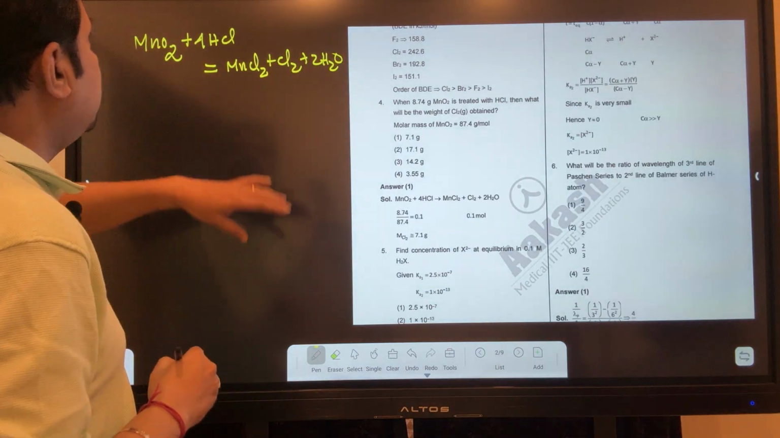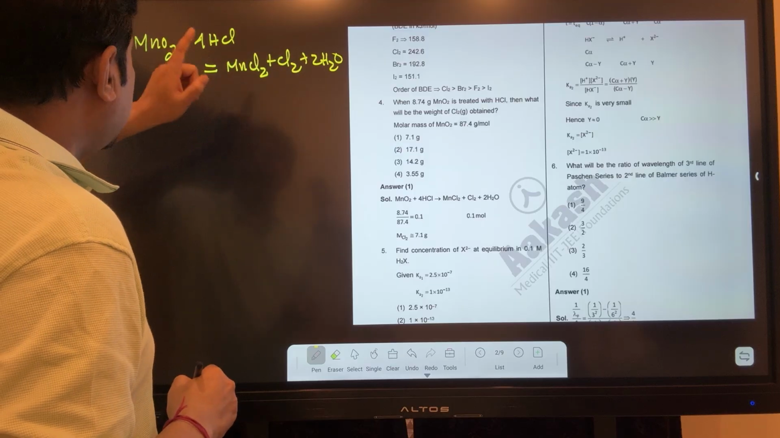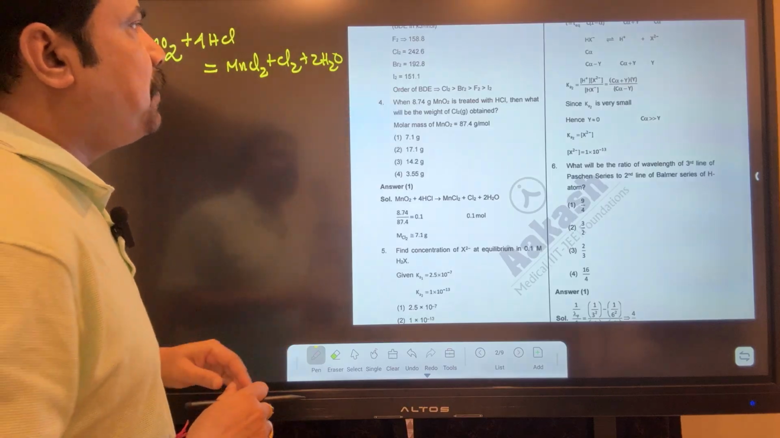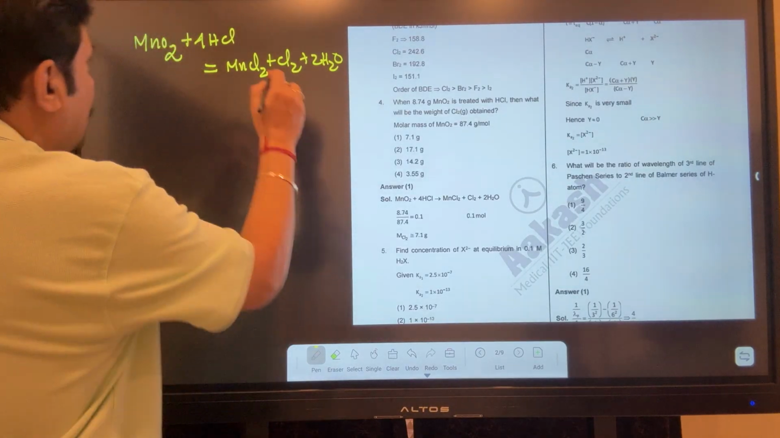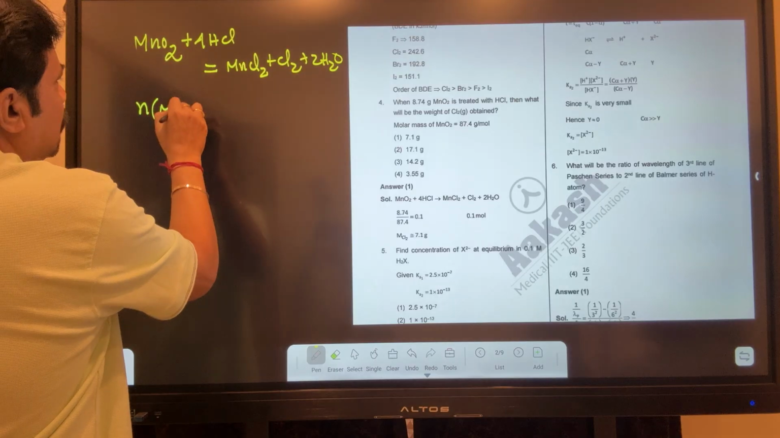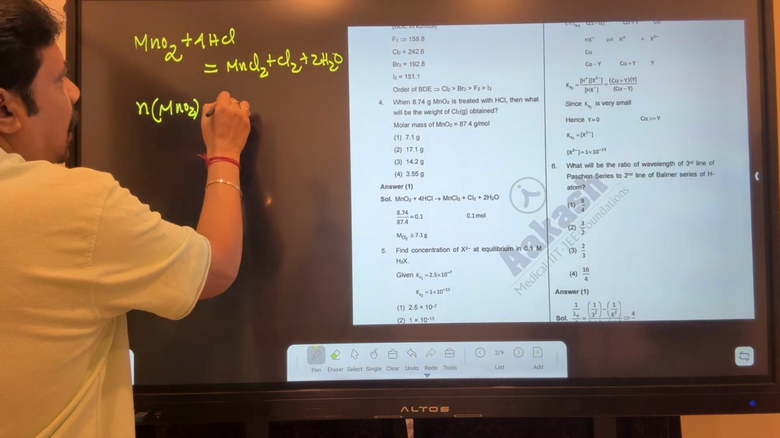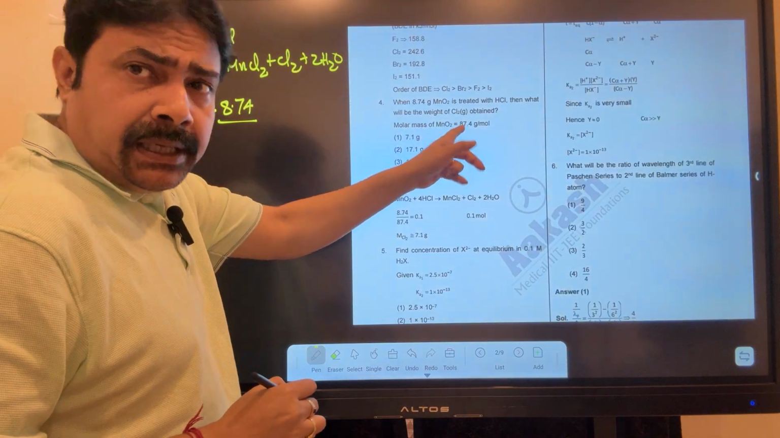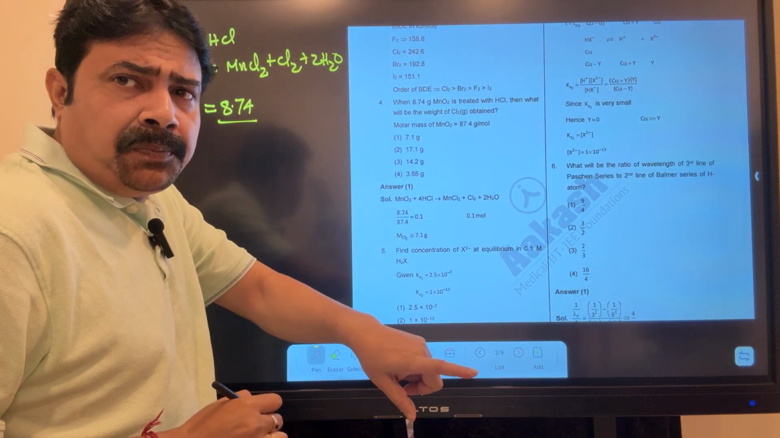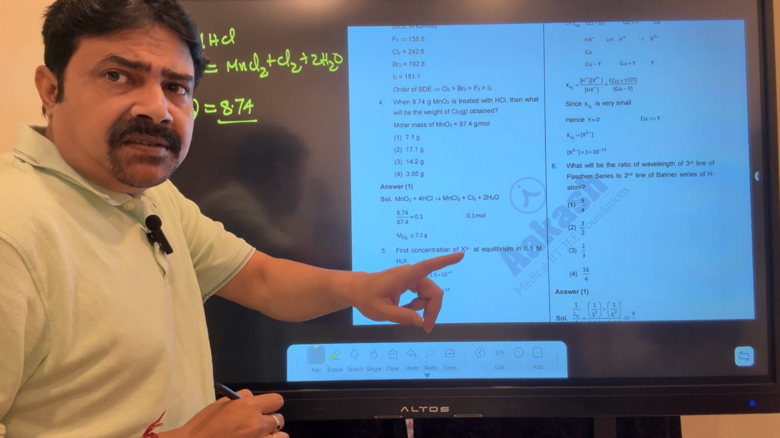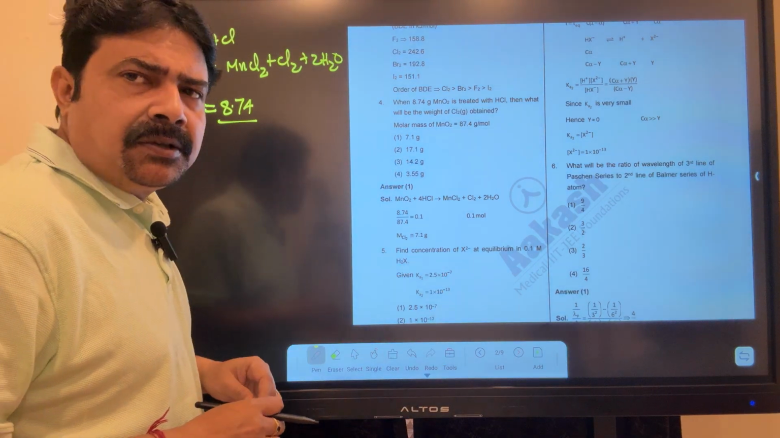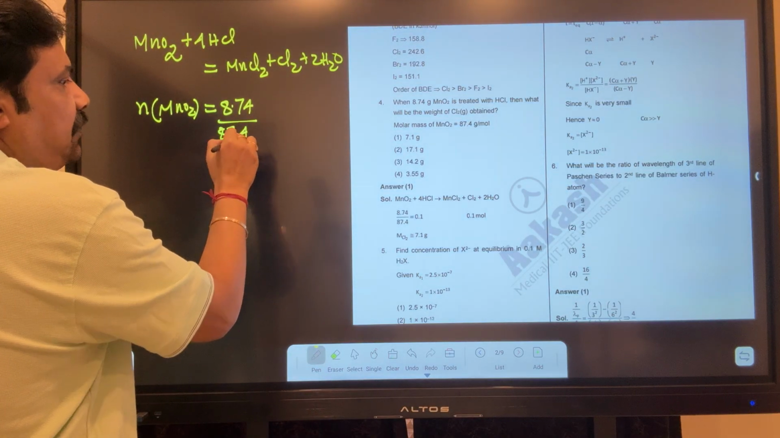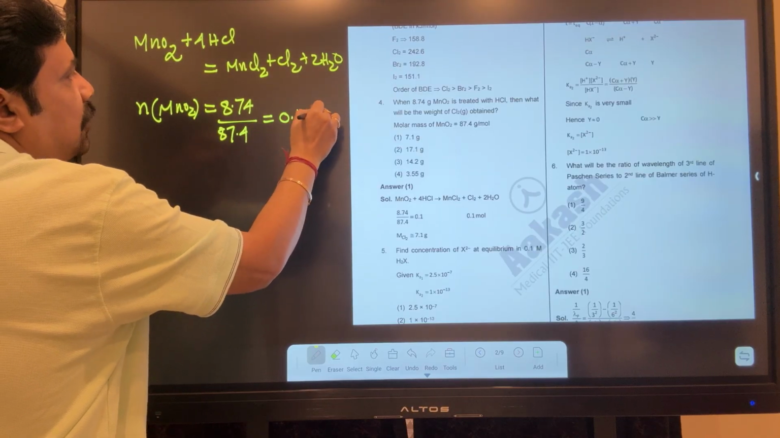Now look at the manganese balance, oxygen balance, chlorine balance. We got the balanced equation. Now they are telling 8.74 gram of MnO2. That means what is the number of moles of MnO2? Number of moles of MnO2 will be equal to given mass by molar mass, 8.74 by the molar mass of MnO2 they provided. If they had not provided it, you have to find it out. Manganese is 55.5 plus oxygen O2 is 32, that is 87.5. But they are giving 87.4, so you have to consider that one. Then immediately if you find out, it will give 0.1 mole of this.